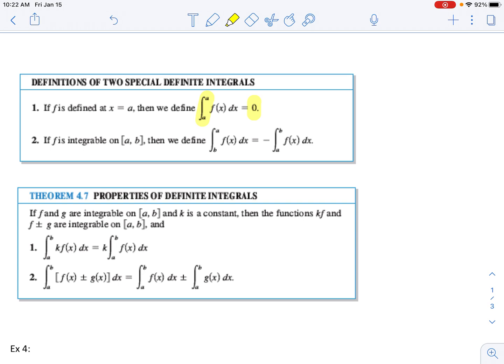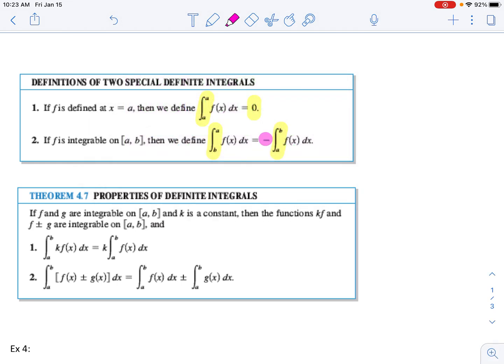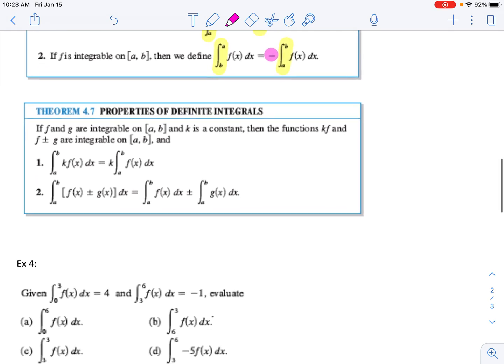The next one has us switching these limits. So if we have an integral and we flip-flop where the a and the b are, what happens is that the values of those two integrals are opposite. So if I say the integral from 2 to 3 is 5, then the integral from 3 to 2 would be -5. So we'll do an example like that down below here.